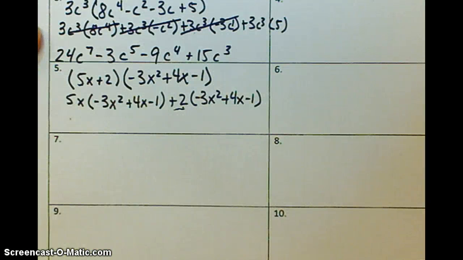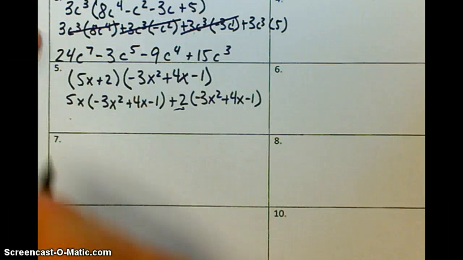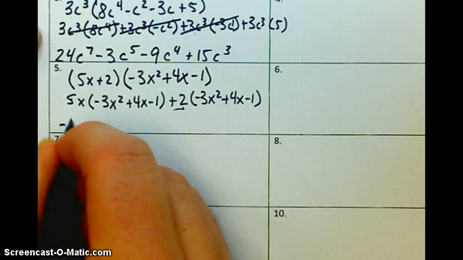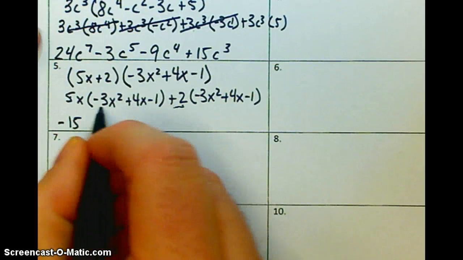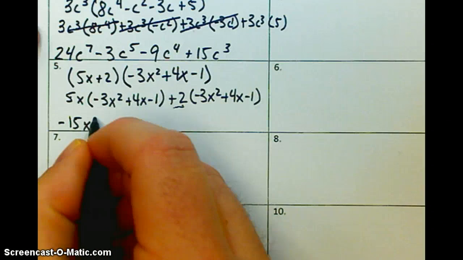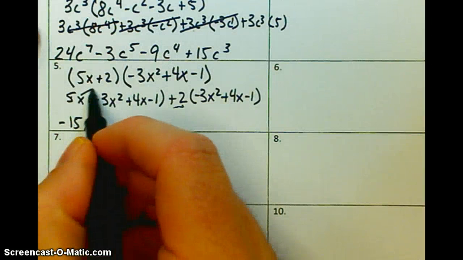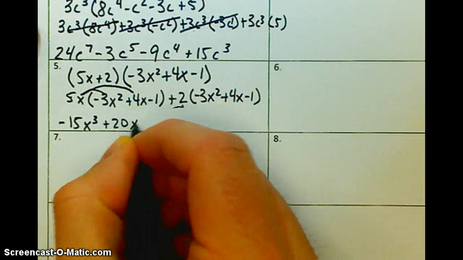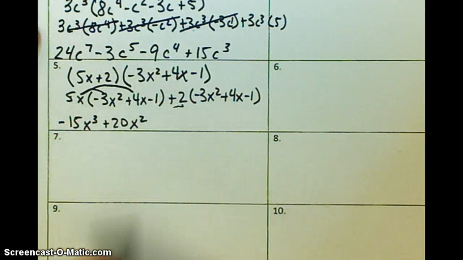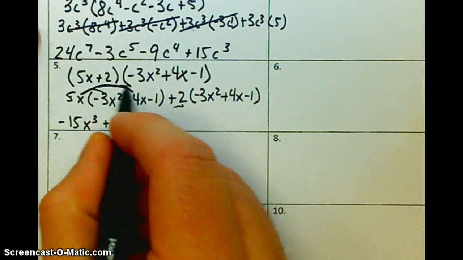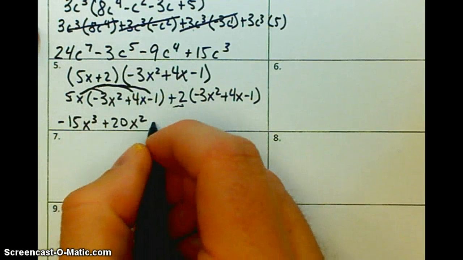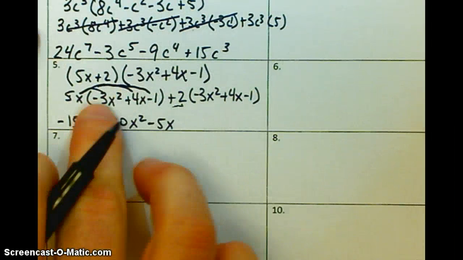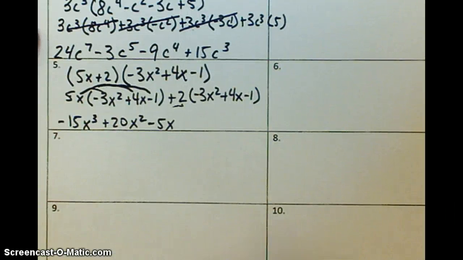So now all we have to do is apply the distributive property like we did above. So 5x times negative 3x squared, so 5 times negative 3 is negative 15. X and x squared comes out to x cubed. So that's that one. So 5x times 4x is plus 20x squared, because x and x is 1s and 1s, so add those together is 2. And 5x times negative 1 is negative 5x. So that is the first set of the problem done.